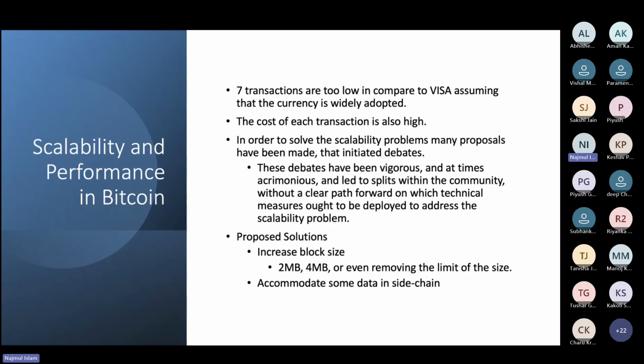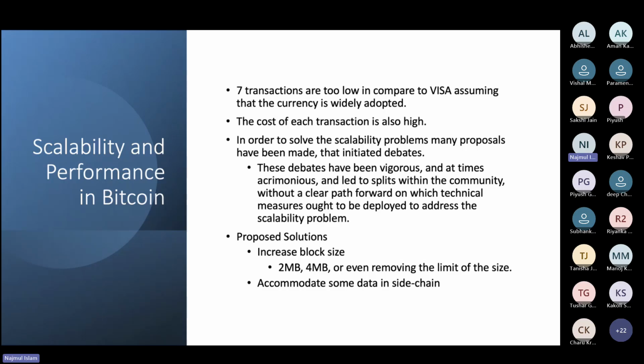Some possible solutions for Bitcoin scalability that were proposed are like this. One group proposed, let's make it 2 megabytes of block size instead of 1 megabyte. But then some people said, okay, 2 megabytes is still a little improvement, but not much. So we don't want to have it. Let's go for 4 megabytes. But even with 4 megabytes, we still cannot compete with the Visa credit card payment system.